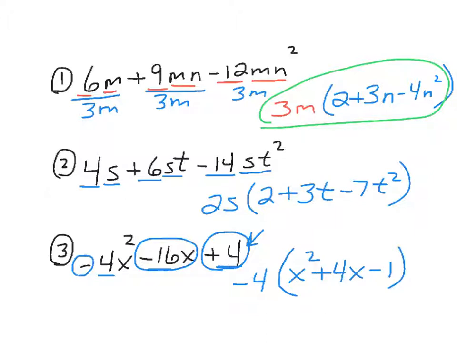Don't let this negative 4, factoring it out, cause you problems when you go through and check it. Remember that when I multiply the negative 4 through, I'd multiply negative 4 times this, which would give me the negative 16x, which is what I started with.